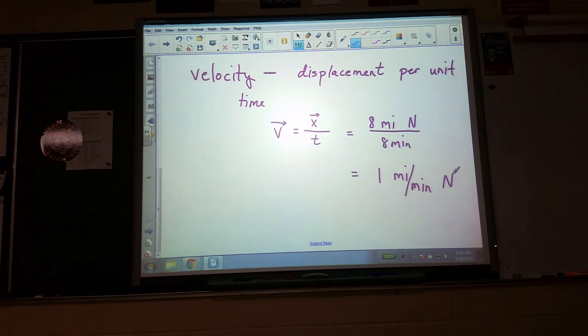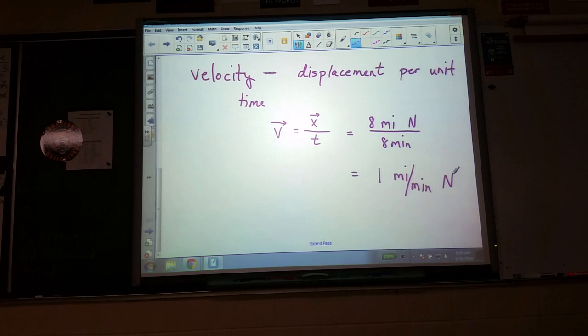How would I describe my speed? How far did I go? 4 meters. How long did it take? 4 seconds. So if we divide my distance by my time, 1 meter per second. How would my velocity differ from that? How would I say it? 1 meter per second East. 1 meter per second east, okay?